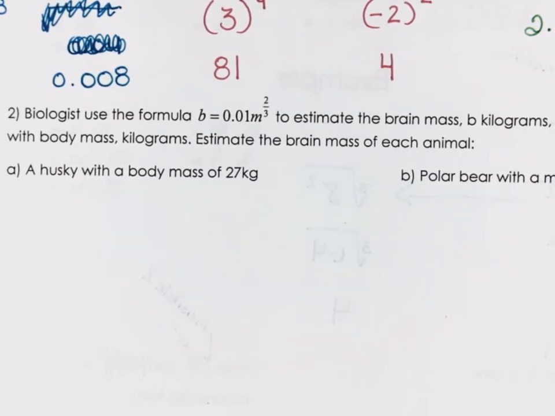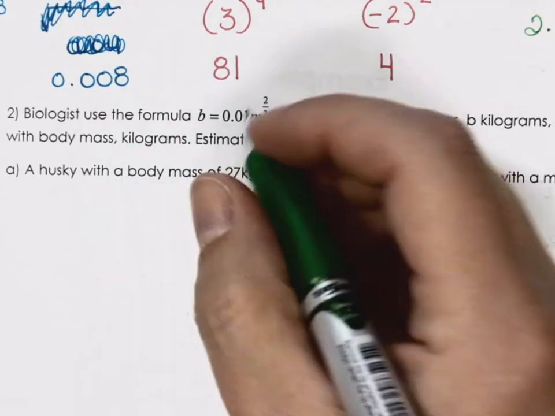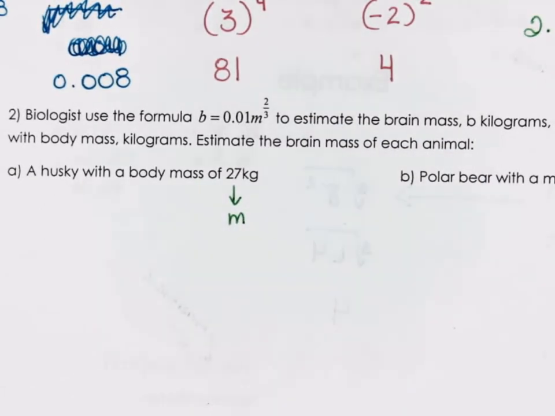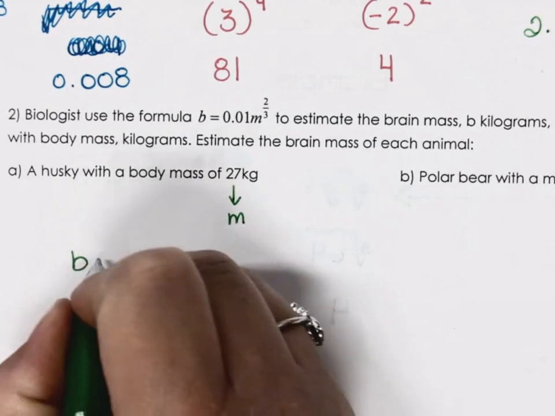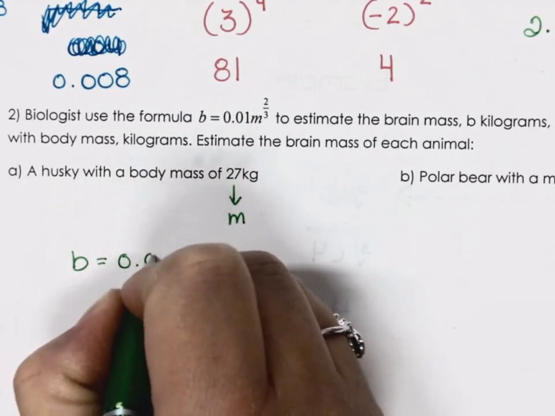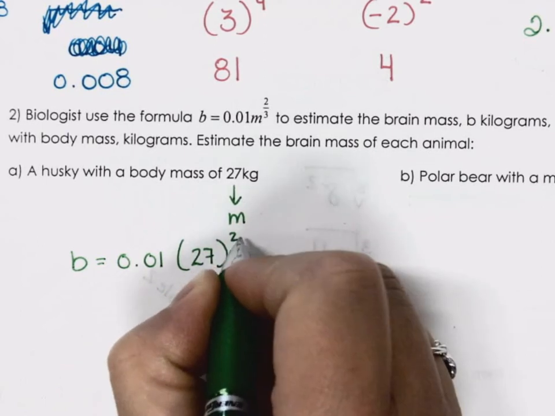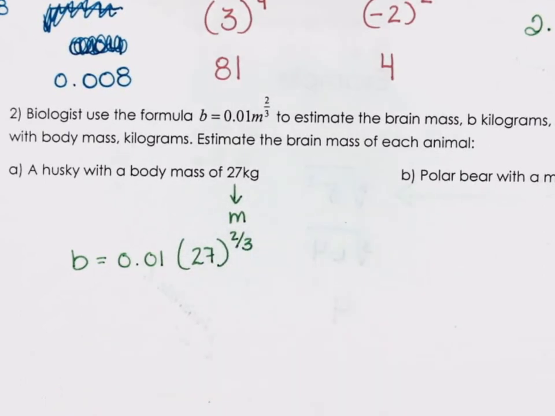Okay, so the husky has a body mass of 27 kilograms. So is that the B or is that the M? That is the M, because that's the body mass. So B equals 0.01 times 27 to the exponent 2/3.